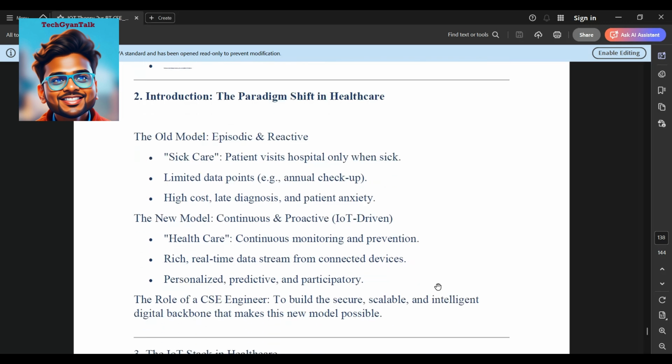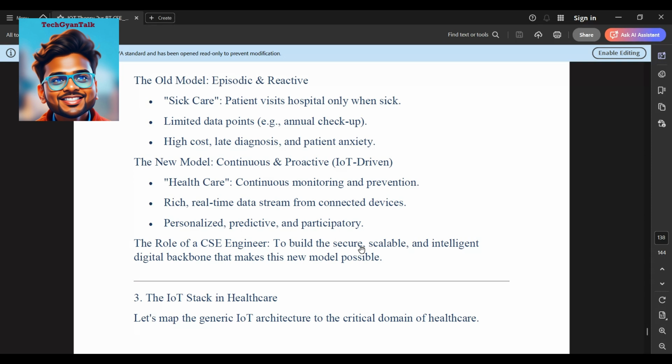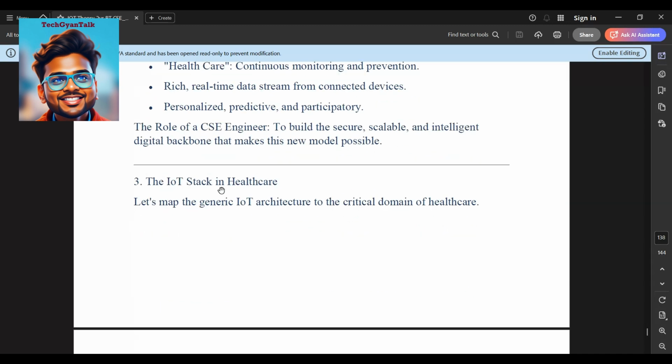The new model is continuous and proactive, IoT-driven, with a healthcare system of continuous monitoring and prevention. That is one main advantage of healthcare, along with a rich real-time data stream from connected devices, and it is personalized, predictive, and participatory. The role of a CSE engineer is to build the secure, scalable, and intelligent digital backbone that makes this new model possible. The IoT stack in healthcare.